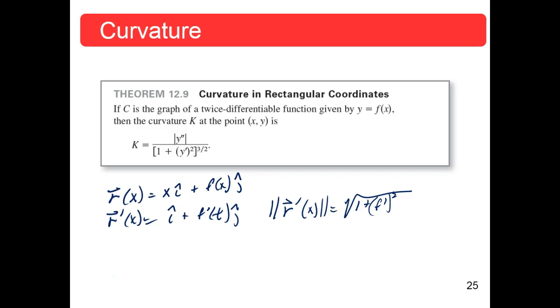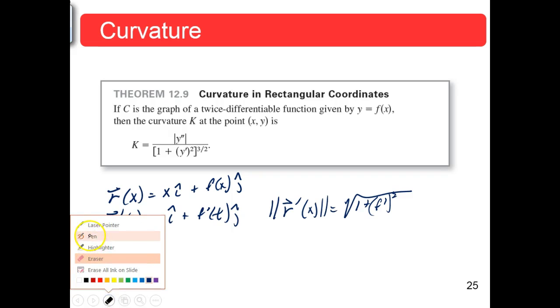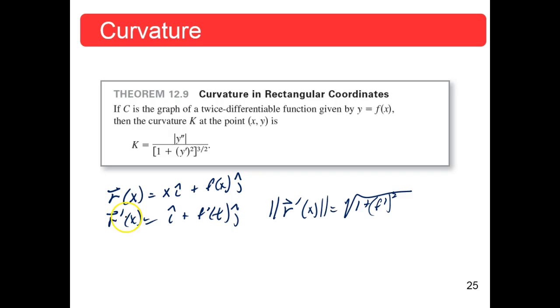Now, what they do, they're going to do it the same way we did before. Not going through the unit tangent vector, but doing your r double prime of x is going to be f double prime of x j. Okay, you take derivative of 1 is 0 and derivative of f prime is f double prime.